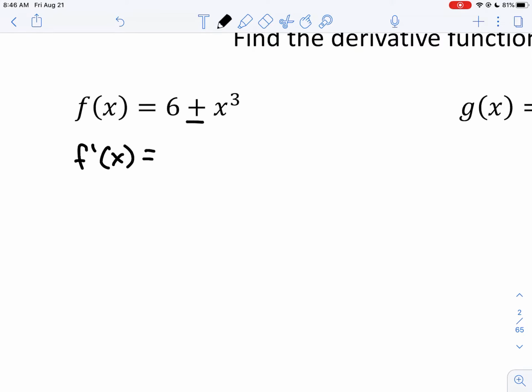And this is a sum, so we're going to do the sum rule, which means I differentiate this and then differentiate that separately. We differentiate the 6, we get 0, and then plus, we differentiate the x cubed, and we're going to use the power rule: the 3 would drop down, the x would repeat, the new power would be 2, and then chain rule says multiply by the derivative of x, which is 1. We don't need to really write that in this case. So the derivative of x cubed is just 3x squared.